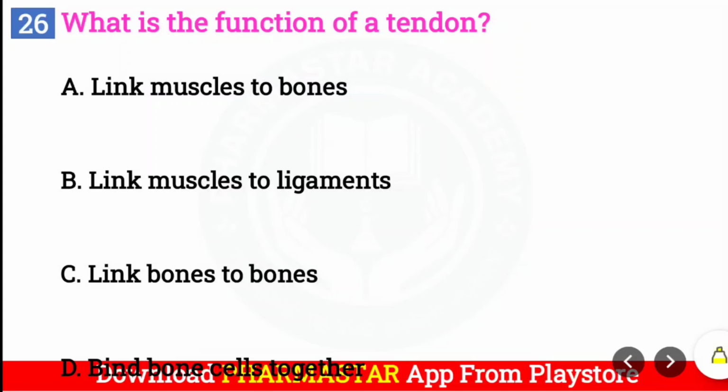Link bones to bones. This is the function of ligaments, not tendons. Ligaments provide stability to joints by holding bones together. Bind bone cells together. Bone cells, osteocytes, are held together by a mineralized extracellular matrix consisting of collagen and minerals like calcium phosphate, not by tendons. The correct answer is option A.